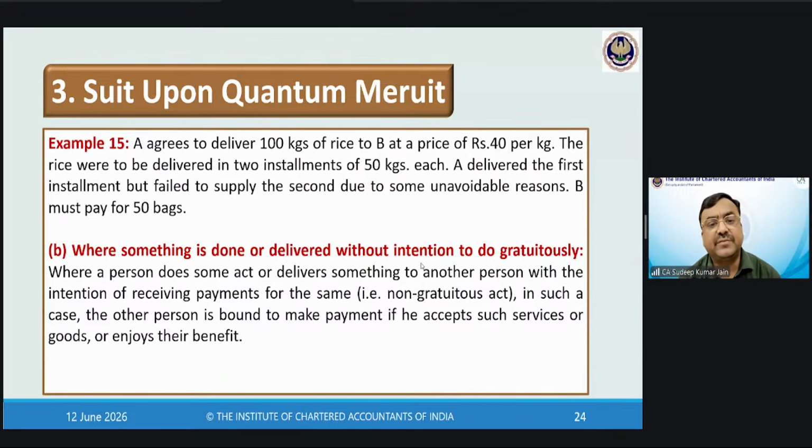B point: where something is done or delivered without intention to do gratuitously, means free of cost. If someone is not doing anything gratuitously, अगर कोई इंसान फ्री में कुछ बांट नहीं रहा है तो वो क्लेम कर सकता है. Where a person does some act or delivers something to another person with the intention of receiving payment for the same, in such a case the person is bound to make the payment if he accepts such service or goods or enjoys their benefit.